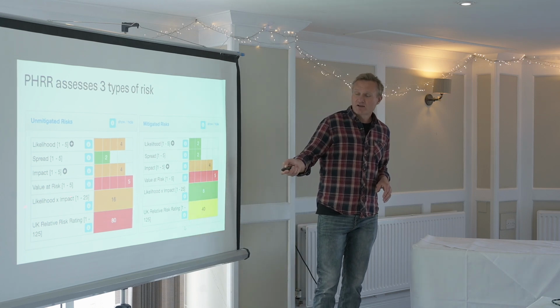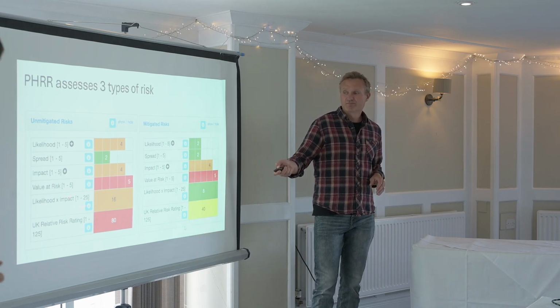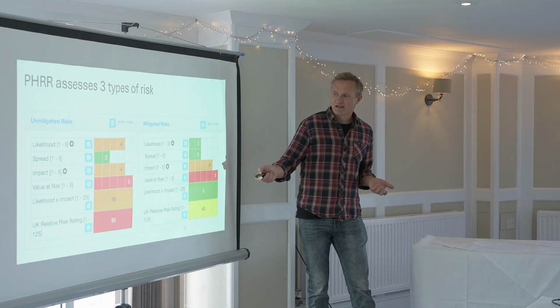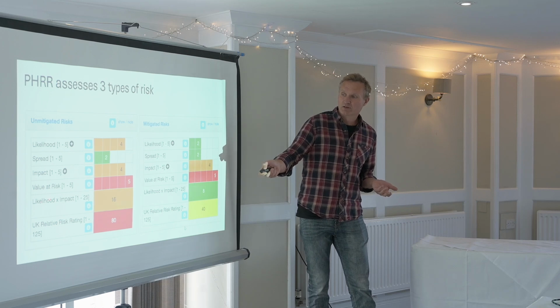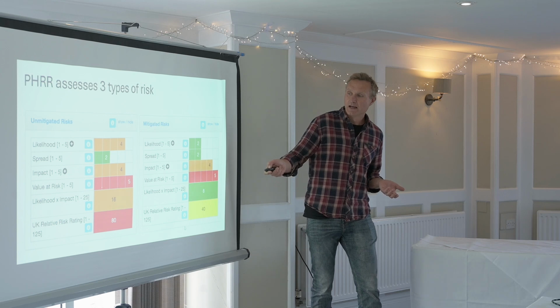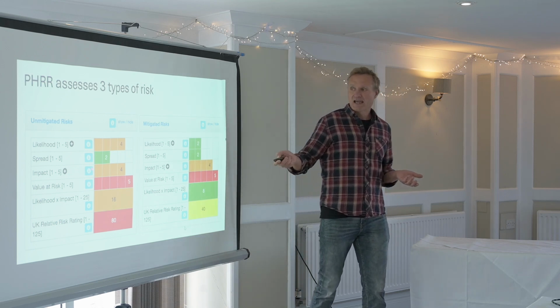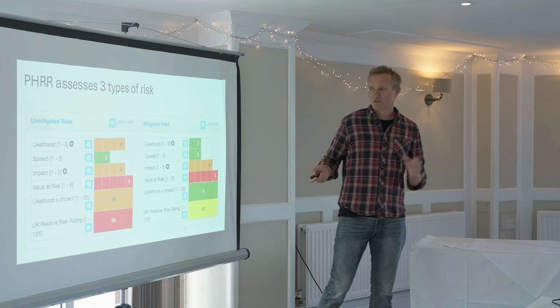And they also calculate something, well, it's the likelihood times impact. It's a kind of relative risk score. And then there's another one which they multiply by the value at risk as well. We're going to ignore value at risk and pretty much look at the likelihood of arrival and spread and the impact. Okay, and we're going to do some stuff with that.